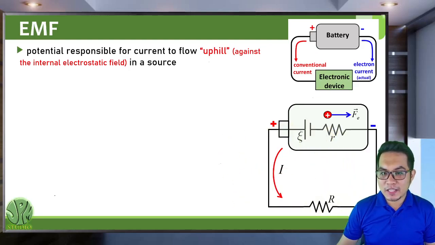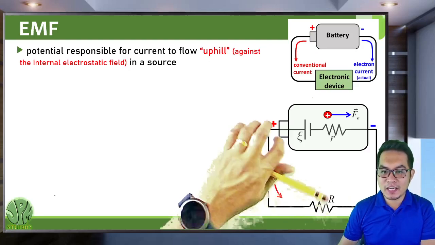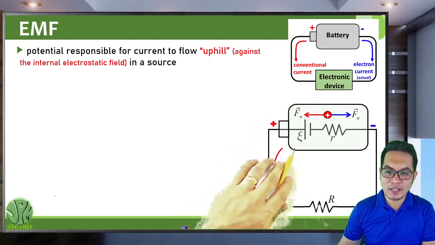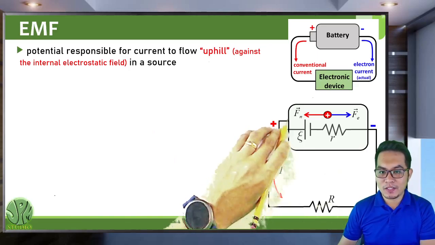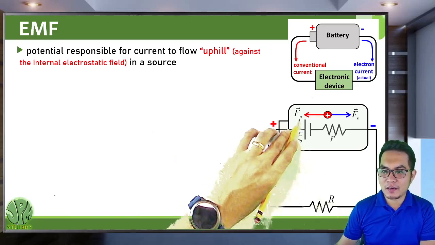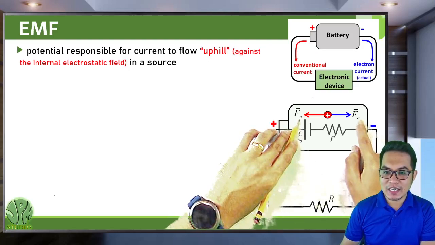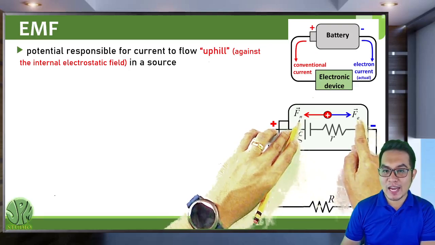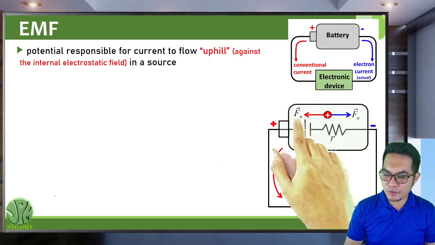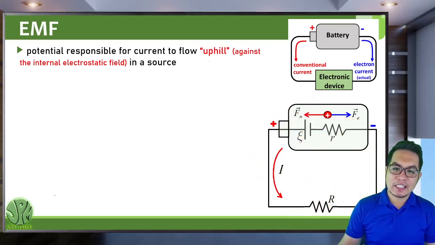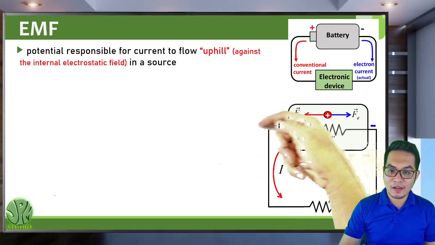The reason it's moving to the left is because of the EMF, because the EMF generates a non-electrostatic field. The N subscript here corresponds to non-electrostatic, and the E subscript corresponds to electrostatic. So there's a non-electrostatic force pushing the charge to the left.